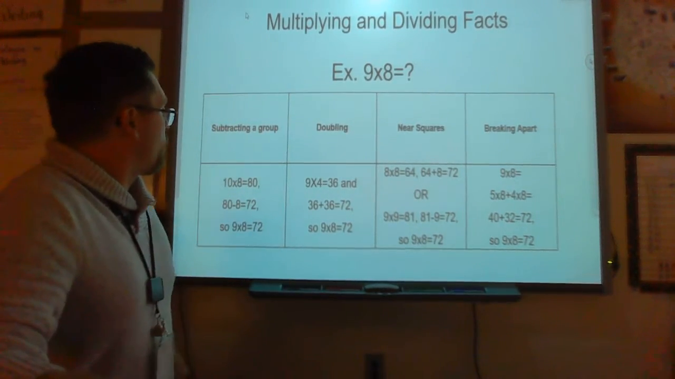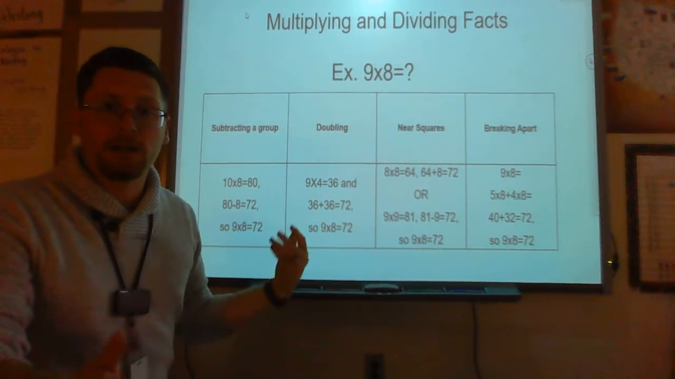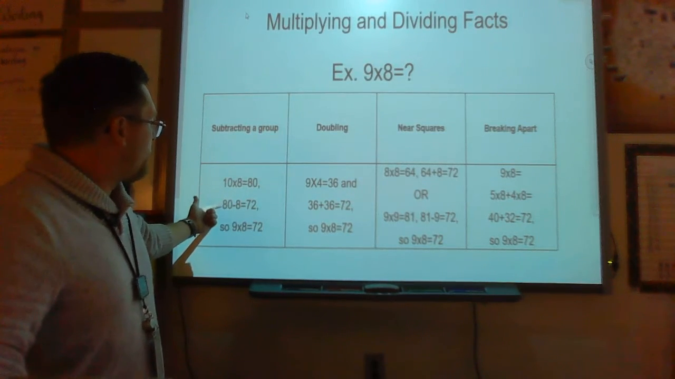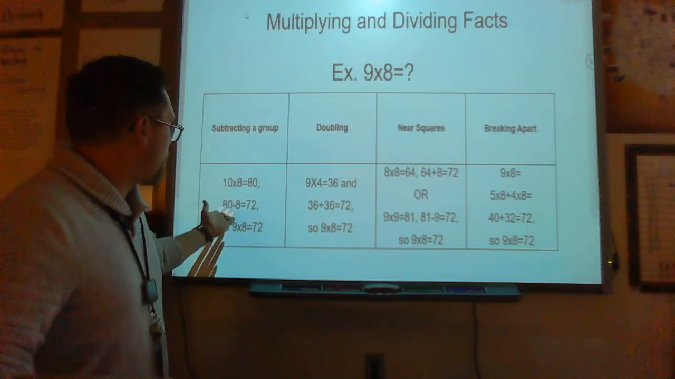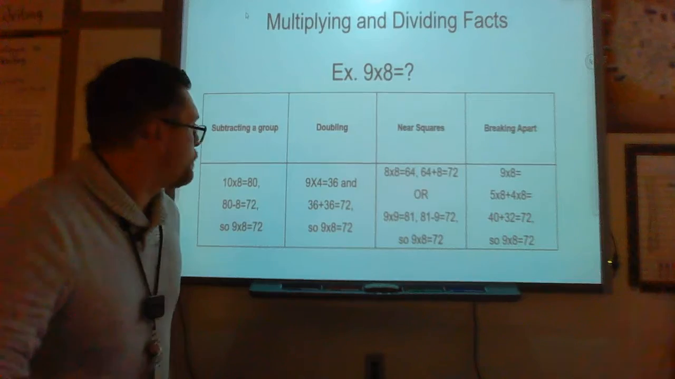When you're subtracting from a group, I'm going to actually go up to my next, which is 10 times 8, because that's an easy fact to know. 10 times 8 is 80. Then I'm going to take 8 away because that's a set of 8. 80 minus 8 is 72, so 9 times 8 is 72.